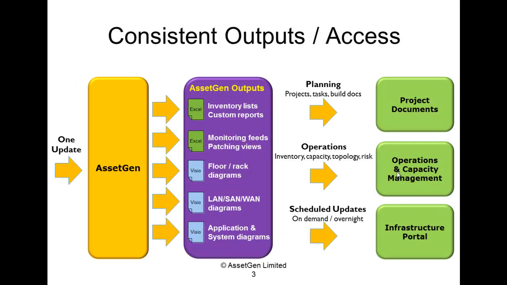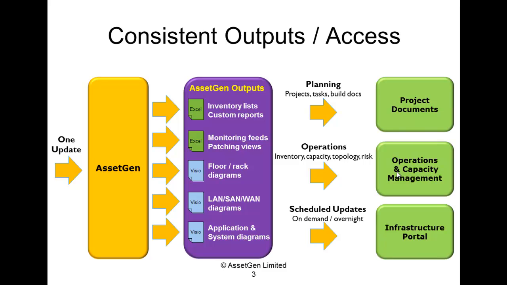So to summarize, we want one update coming into AssetGen. Maybe we've changed a server, we've changed the network connection, and this may then change various types of outputs which AssetGen will produce for you, such as inventory lists, patching lists, feeds into monitoring systems, but also the diagrams such as floor and rack diagrams, network diagrams, things which help communicate the complexity of the infrastructure.